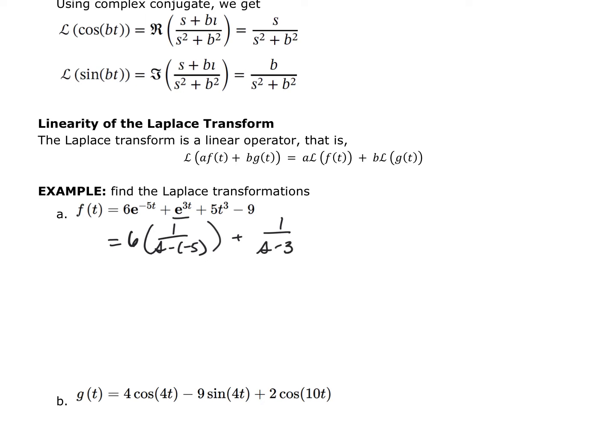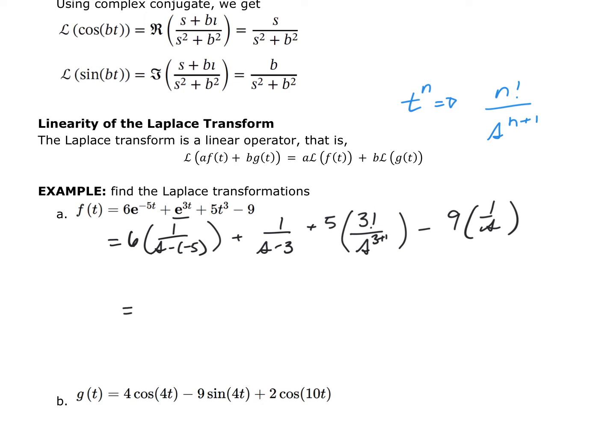Now, I've got this 5t to the third. I haven't talked about that. So let's talk about when I have t to the n. The Laplace transform when I have t to the n will be n factorial over s raised to the n plus 1. I should have given you that one too. So then 5 is just a multiplier. My exponent is 3, so it's going to be 3 factorial over s to the 3 plus 1. And then minus that 9 multiplied by the constant 1 Laplace, which is 1 over s.